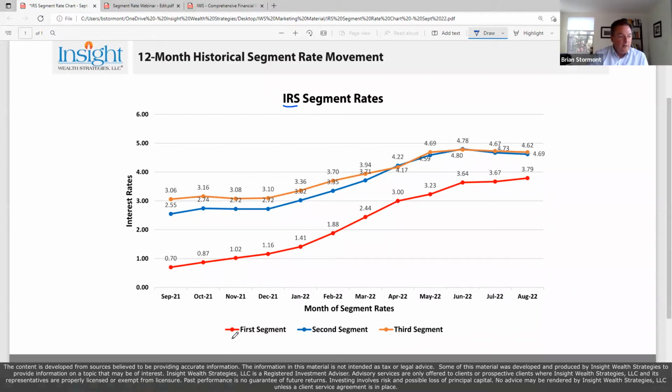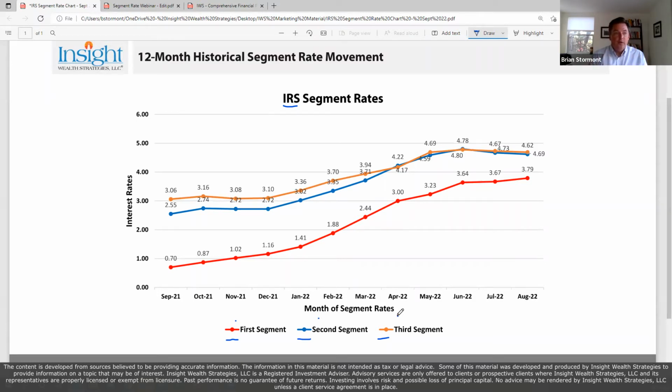And you have segment rate 1, segment rate 2, and segment rate 3. These represent short-term interest rates, intermediate-term interest rates, and long-term interest rates. And what they're doing is using these rates to calculate the present value lump sum of those annuity payments, assuming average life expectancy. So they're rolling it all into a single dollar amount right now. In general, the lower the segment rates are, the larger the lump sum amount is. The higher the segment rates are, generally speaking, the lump sum amount is going to decline.